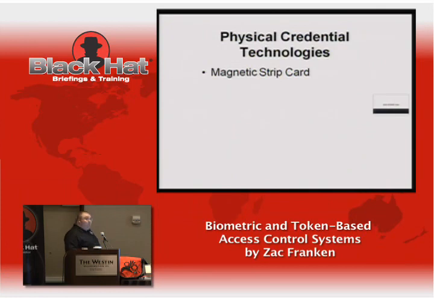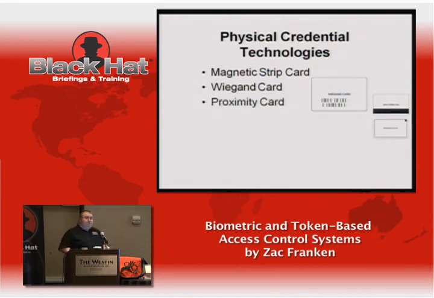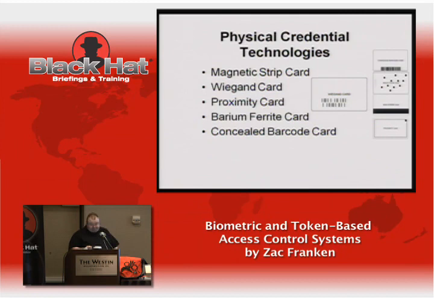So, as far as physical technologies, we've got the Magstripe card. Everyone's got one in their pocket. A Wiegand card, you may have one of these, but they're a little bit old these days. A proximity card, again, I think most of you will probably own one. A barium ferrite card, a little bit of old tech as well. And the concealed barcode card, I'll get to that in a moment. And of course, smart cards, which include things like smart proximity cards and contactless smart cards.